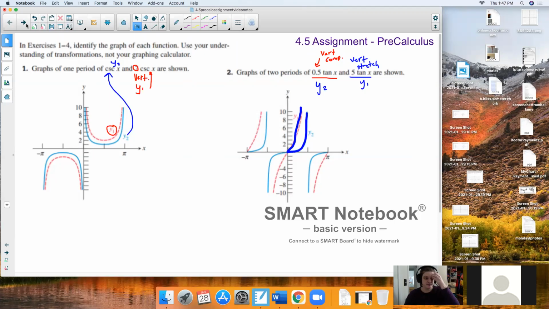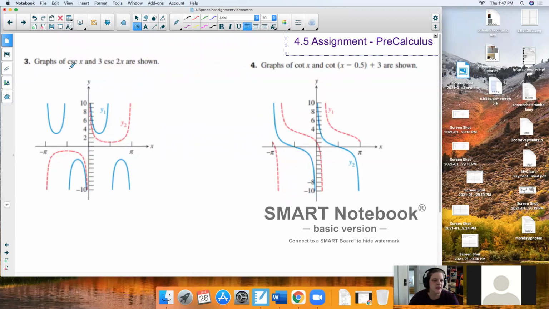All right. So then we'll do the next ones. Cosecant x and 3 cosecant 2x.